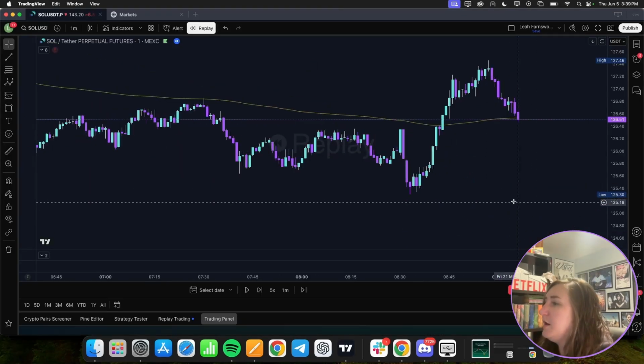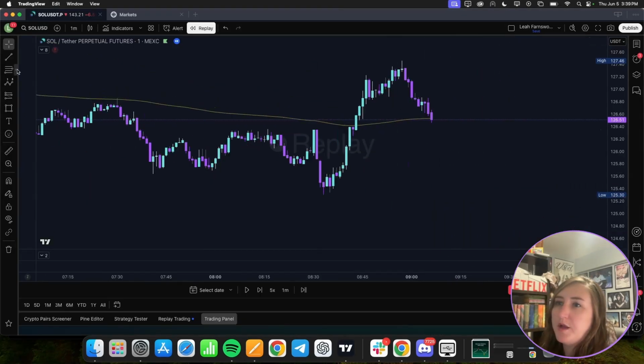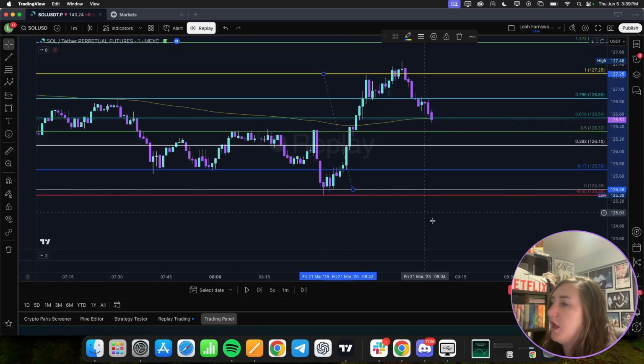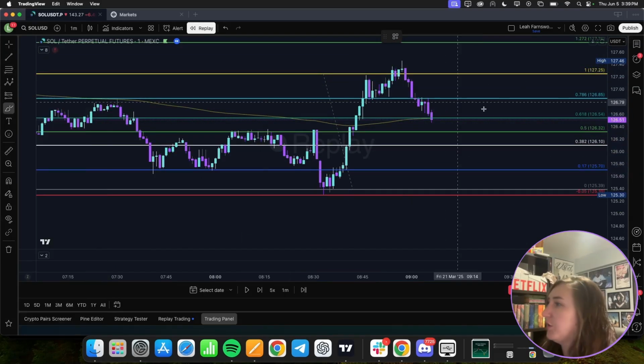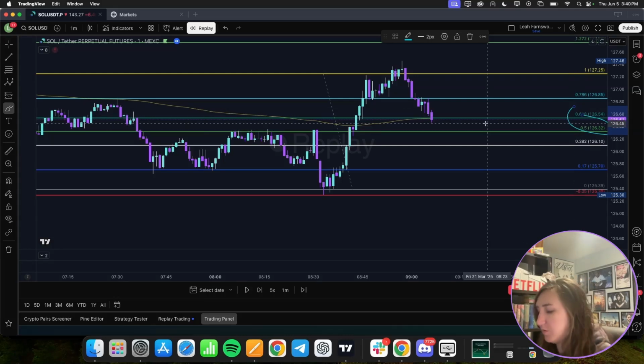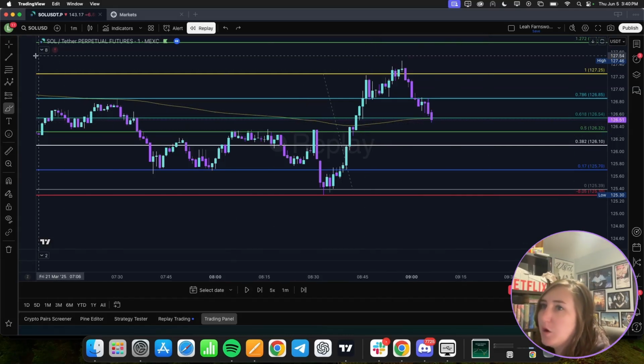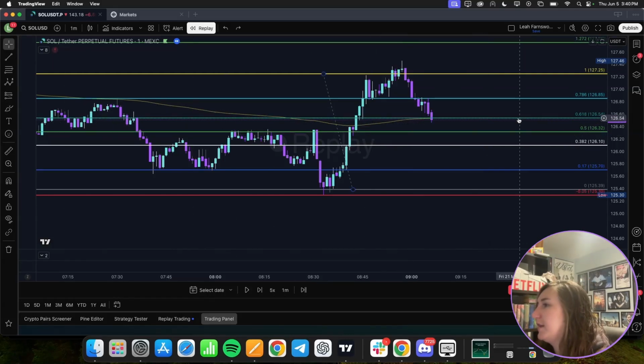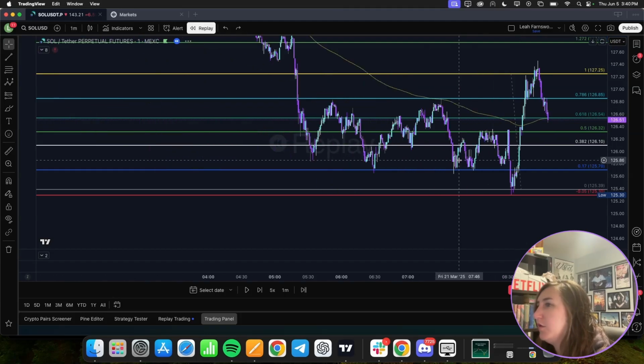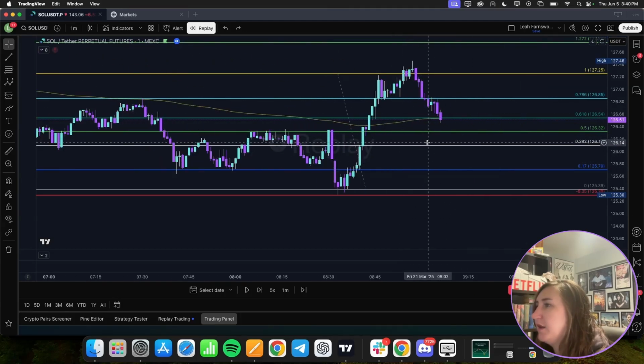All right, so getting into the Fibonacci here, I will go ahead and take my Fib retracement tool. And we are typically looking for entry around this 0.618 or 0.5 level. Those are usually our normal entry levels. I usually like that 0.618 level. So as you can see here, we have an overall uptrend going for us.